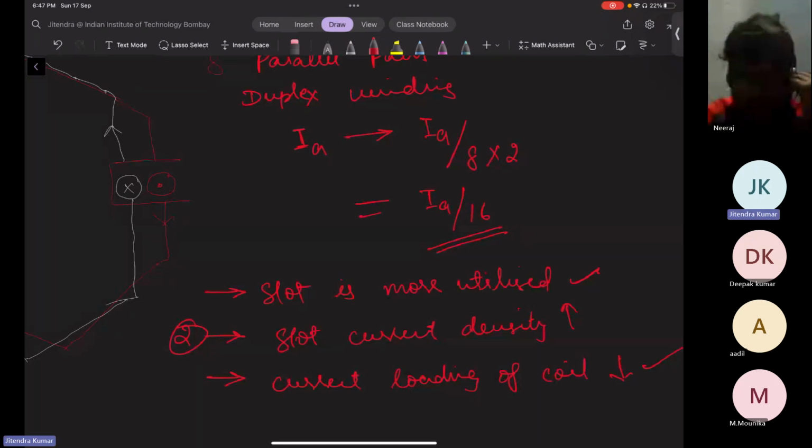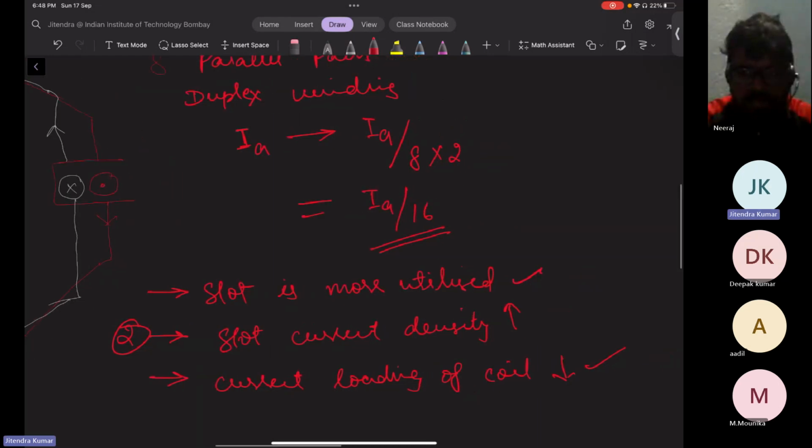Slot current density is increasing. It means slot current is increasing, and it means there will be high I square R loss in each slot compared to the earlier case. In that case, you will need more cooling to remove that much heat generated in the slot, because the slot is a compact space, right? So it is difficult to remove heat from that small space. So we can see it as a drawback.